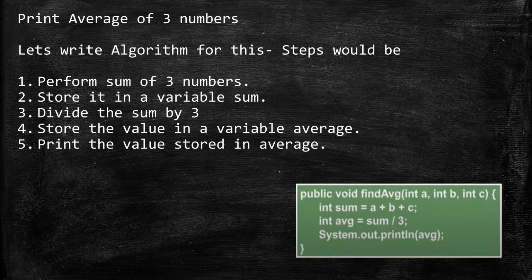So here, if we transform these 5 steps into code, we have a method called findAverage, which is given three numbers A, B, C as input. So we store the addition of the three numbers into a variable called sum. We divide the sum by 3 and store it in the variable average. Finally, printing out the variable average. So this sequence of steps is nothing but an algorithm.